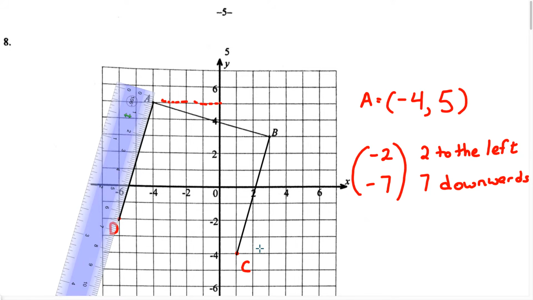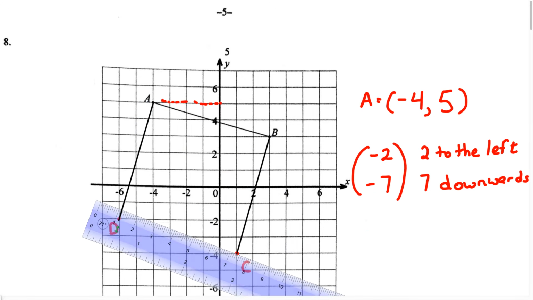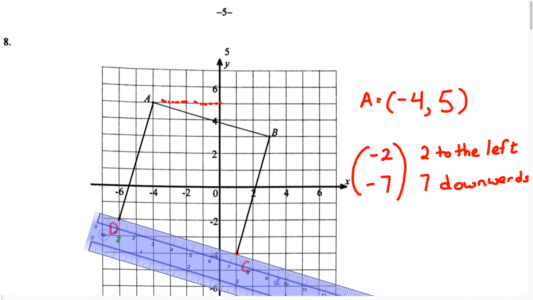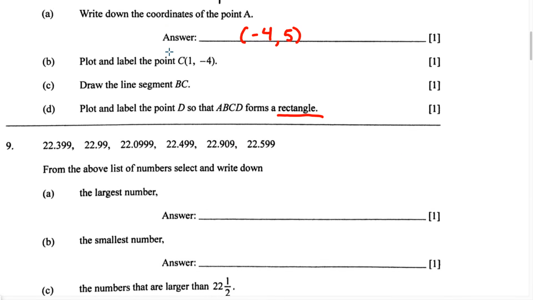Okay, now we know a rectangle has 4 different sides. So now we're going to have to connect D to C. So we're just going to move our ruler, bring it down, and we're going to line up point D and point C. And now we're just going to draw our line. Okay, now our question is complete. Now let's do number 9.